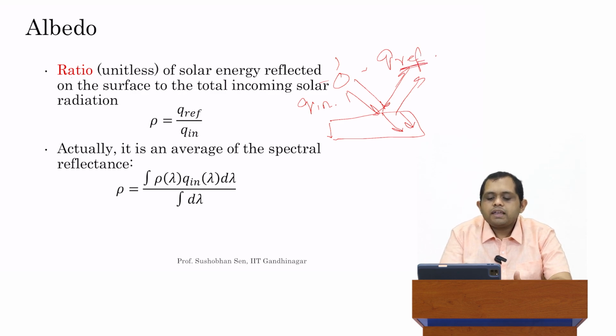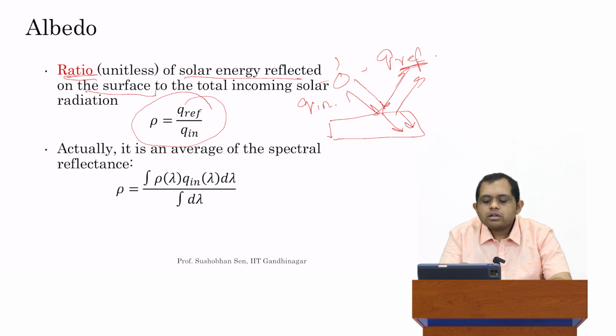The albedo is a ratio. Note it's a ratio, so it doesn't have a unit. The albedo of the surface is the ratio of the solar energy reflected on the surface to the total incoming solar radiation. In other words, rho, which is a common symbol we use for albedo, is Q reflected over Q incoming. This is what we call the albedo of the surface. We'll look at some typical values of it for concrete in a second.